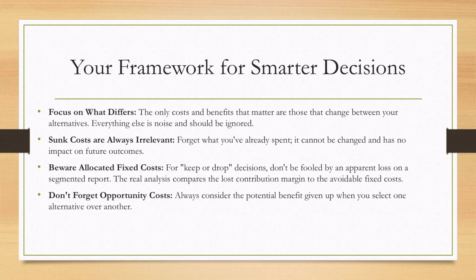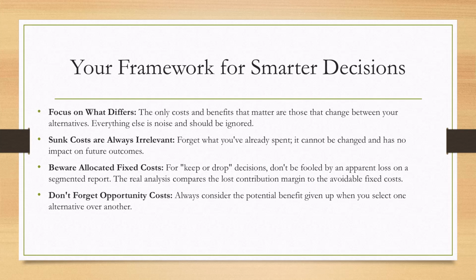Let's summarize the decision-making framework we've developed. First, always focus on what differs. The only costs and benefits that matter are those that change between your alternatives. Everything else is just noise and should be ignored. Second, sunk costs are always irrelevant. Forget what you've already spent. It cannot be changed and has no impact on your future outcomes.